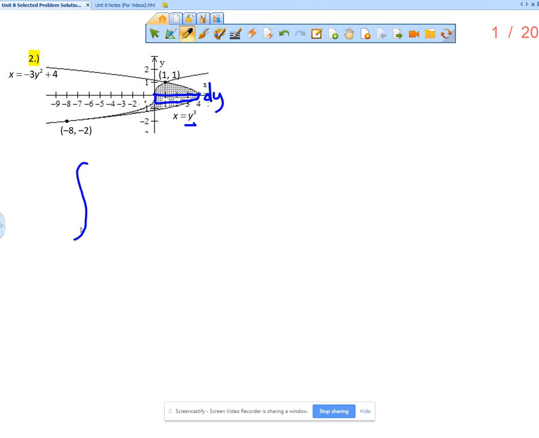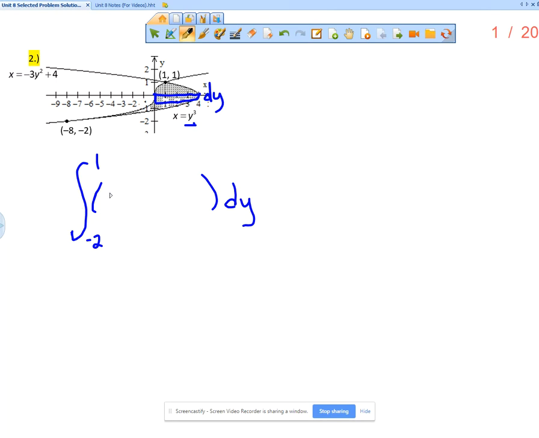So what does that mean? That means that we're going to integrate with respect to y. Now, if we integrate with respect to y, only y's can be inside of our integrand, and our limits must be y values. If we look at this region, the lowest y value in the region is -2, and the highest y value in the region is +1.